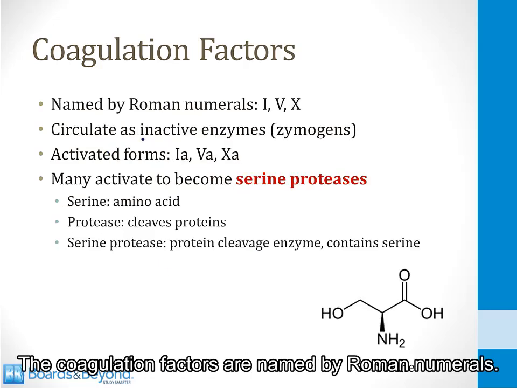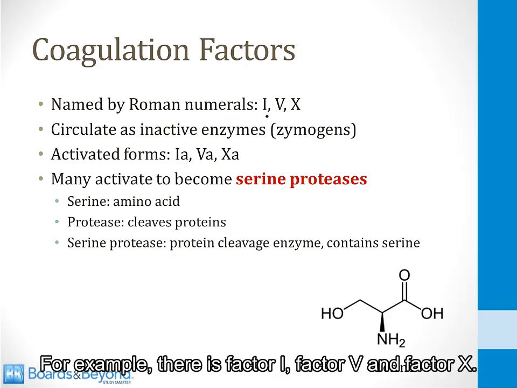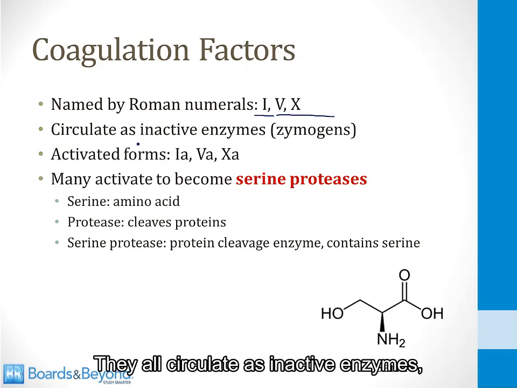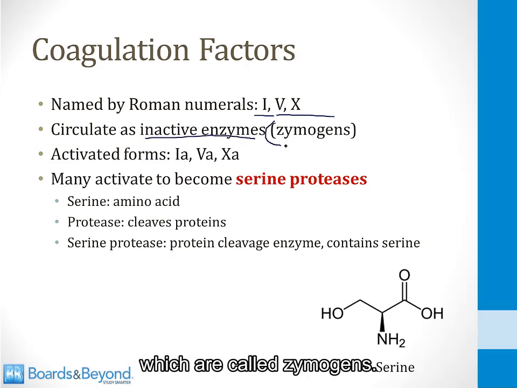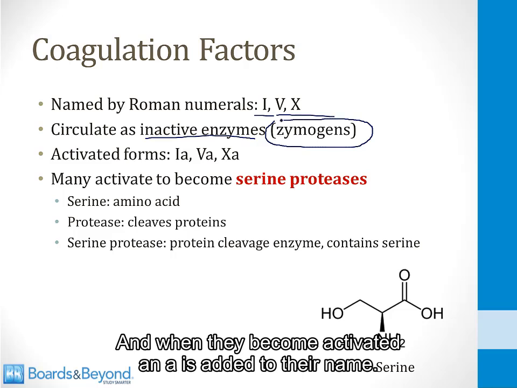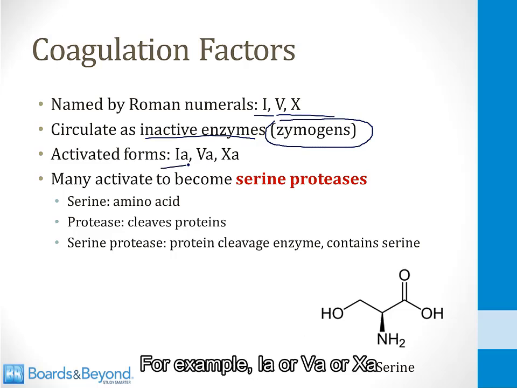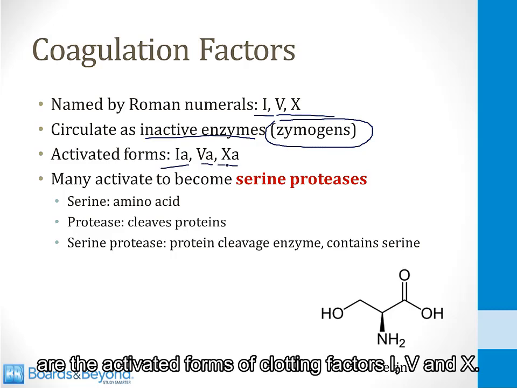The coagulation factors are named by Roman numerals. For example, there is factor 1, factor 5, and factor 10. They all circulate as inactive enzymes, which are called zymogens, and when they become activated, an A is added to their name. For example, 1A or 5A or 10A are the activated forms of clotting factors 1, 5, and 10.